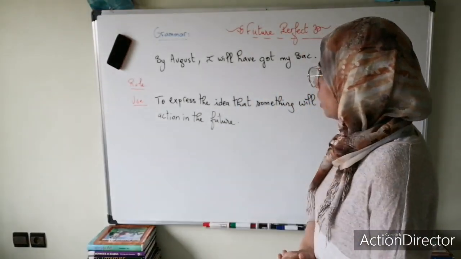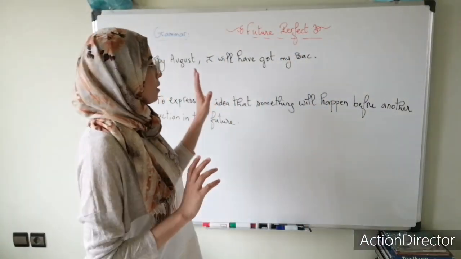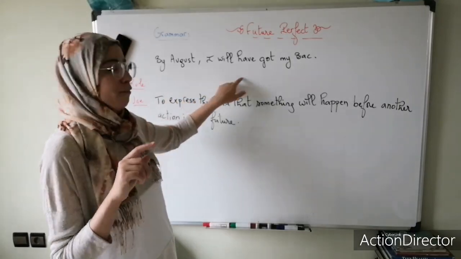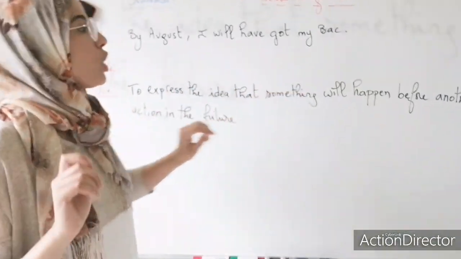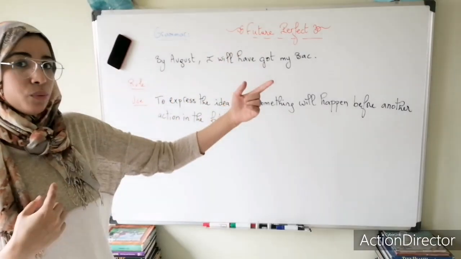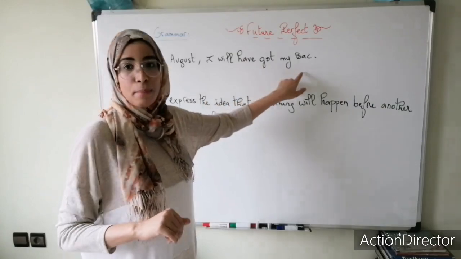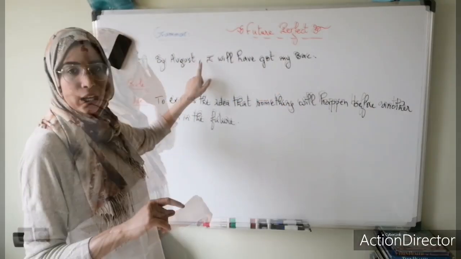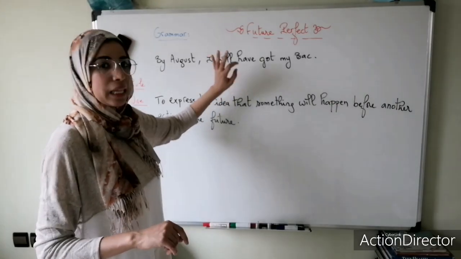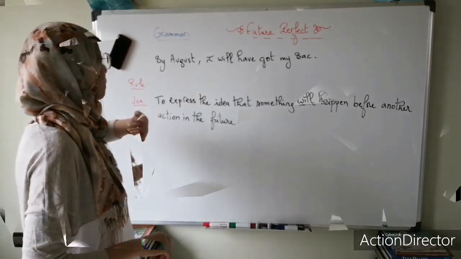So first of all, I would like to start with an example, right? Look at the example here. By August, I will have got my bac, right? So by plus August, a time in the future. We're not in August now, right? I will have got my bac. So look here, I will, which indicates the future, have got my bac.